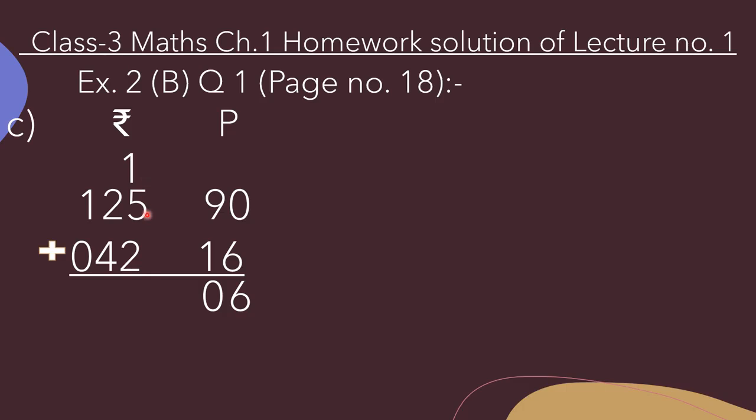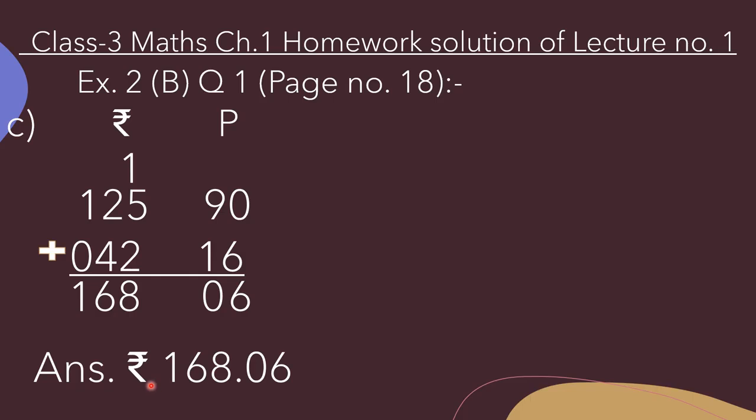So 1 plus 5, 6, 6 plus 2, 8. So here we will write 8 and 2 plus 4 is equal to 6. 1 plus 0 is equal to 1. So what is the answer? That is 168 rupees 6 paise. Or we can write like this, rupees 168.06.